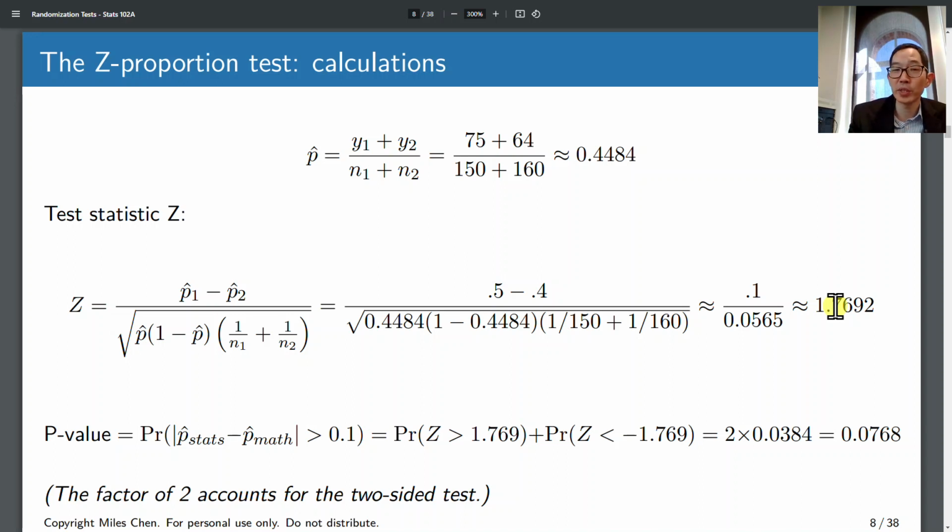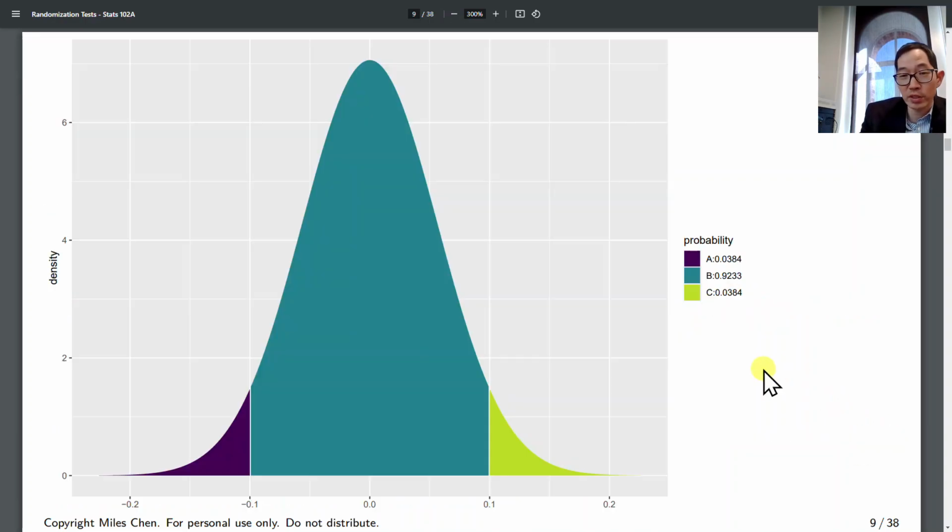And now we want to know what is the probability of being at 1.77 or somewhere more extreme. The difference here ends up being the area to the right of positive 1.769 and the area to the left of negative 1.769, which is going to be 2 times 0.0384. So we get a p-value of around 0.0768. Okay, and if we're approximating with the normal distribution, this is kind of what our diagram looks like. We got a difference of 0.1. We want to know what's the probability of getting 0.1 or something more extreme.